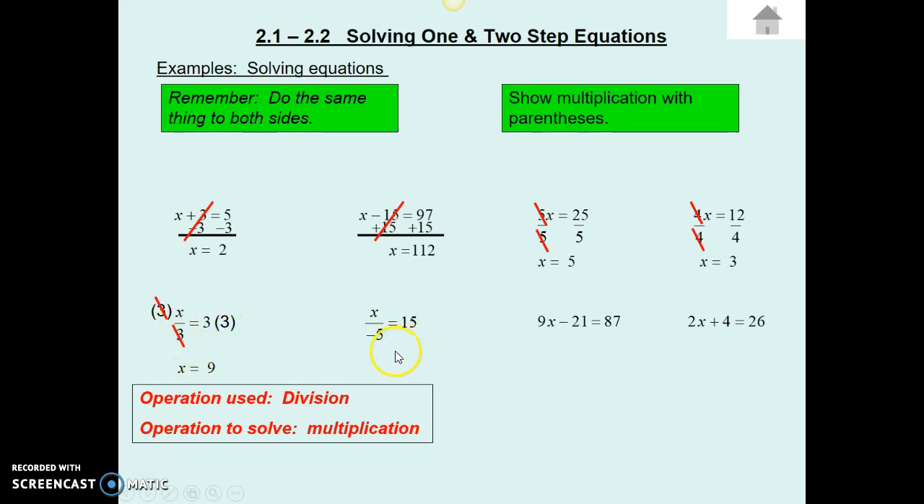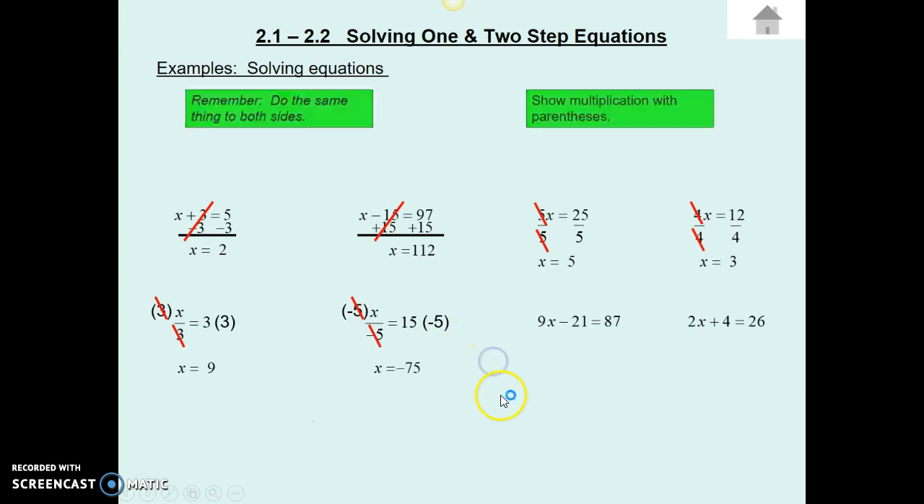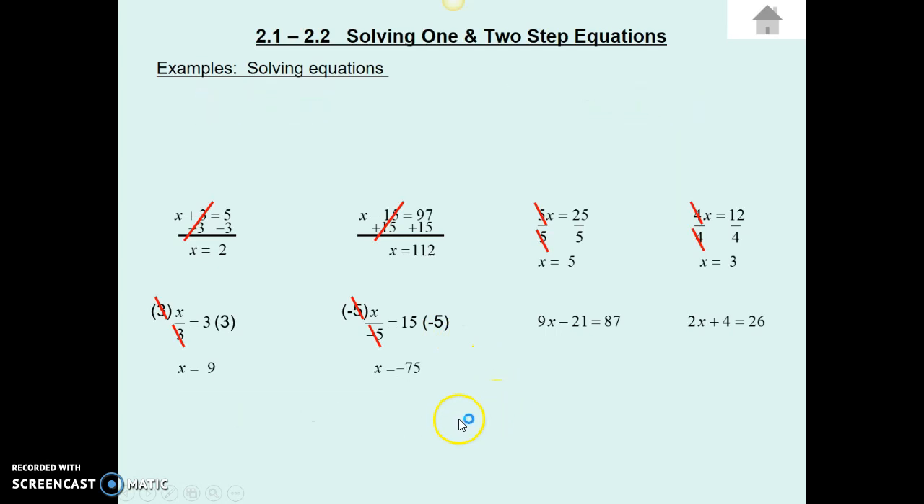Okay, the next one we have is x divided by negative 5 equals 15. So to undo that, I need to multiply both sides by negative 5. Again, I'm going to use my parentheses, not a dot, not an x. Okay, negative 5 divided by negative 5, I'm going to cross those out, leaving me 1x. 15 times negative 5 is negative 75.